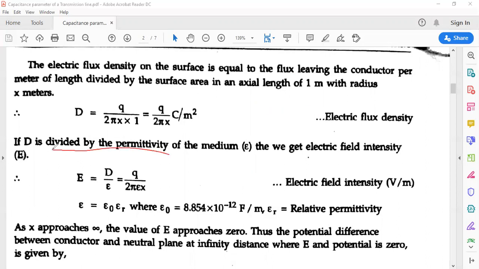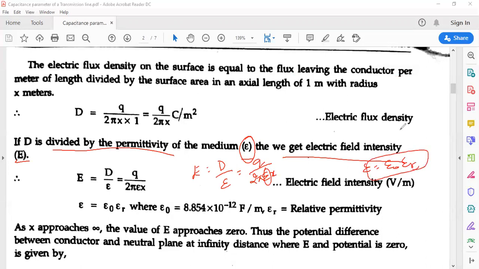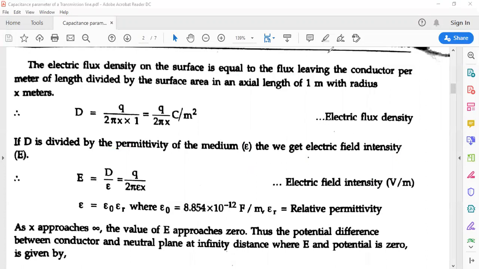So if I use the permittivity of the medium epsilon, we get the electric field intensity to be E. So E is given as D divided by epsilon. So D is Q divided by 2 pi epsilon into x. So we know that epsilon is given by epsilon naught epsilon R. So this is the final expression which is present there.